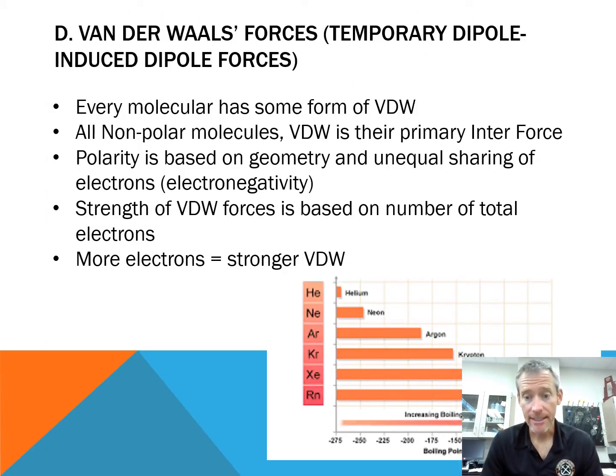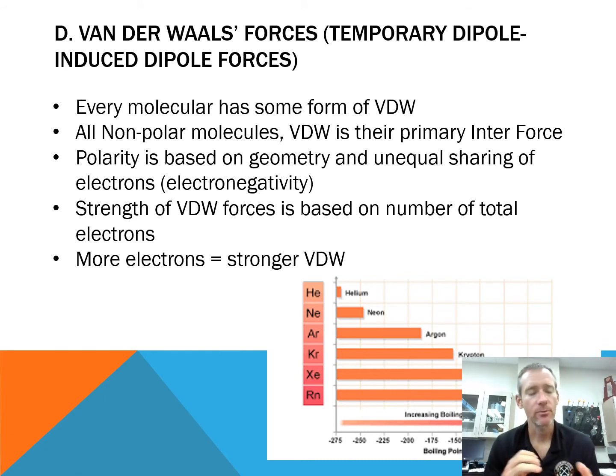So if you look at the chart here, you can see the noble gases. Their boiling points are increasing as you go down the periodic table. Helium is the lightest, where radon is the heaviest. Now if they all have VDW forces, why is one more than the other? It's all based on the number of electrons. The more electrons you have, the stronger the VDW forces.